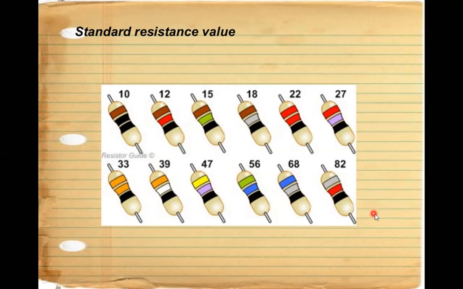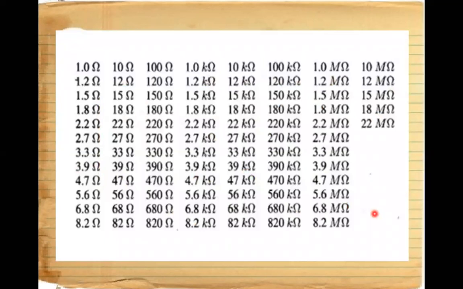There are many color-coded resistors given here. These are the commonly used resistance values: 1 ohm, 1.2 ohm, 1.5 ohm, and so forth, up to 22 megaohms. These are generally used in our electronic practices or devices.